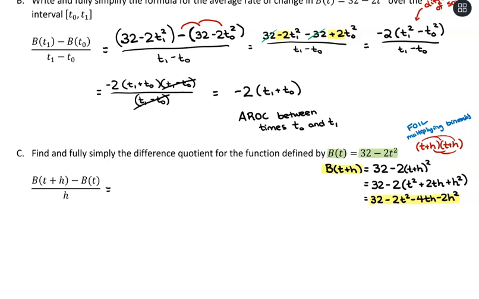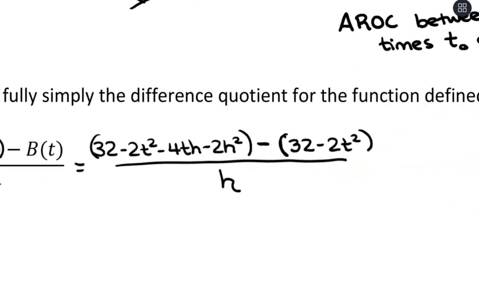So for b of t plus h, I'm going to copy in 32 minus 2t squared minus 4th minus 2h squared. So all of that was to replace b of t plus h. And I'm going to go minus, and then in parentheses, b of t, which is 32 minus 2t squared, all over h.